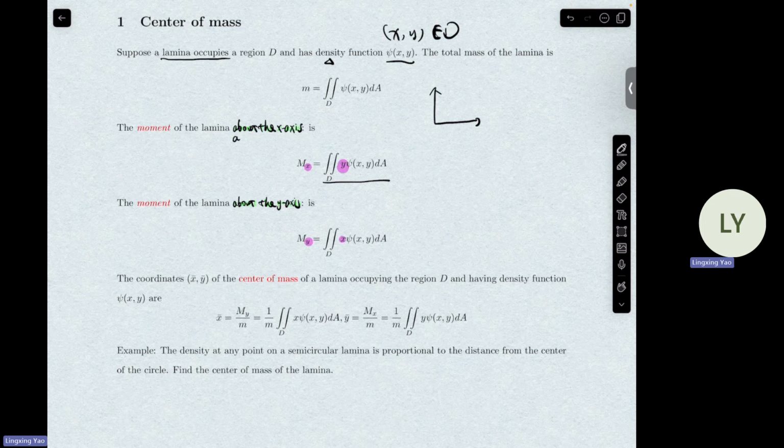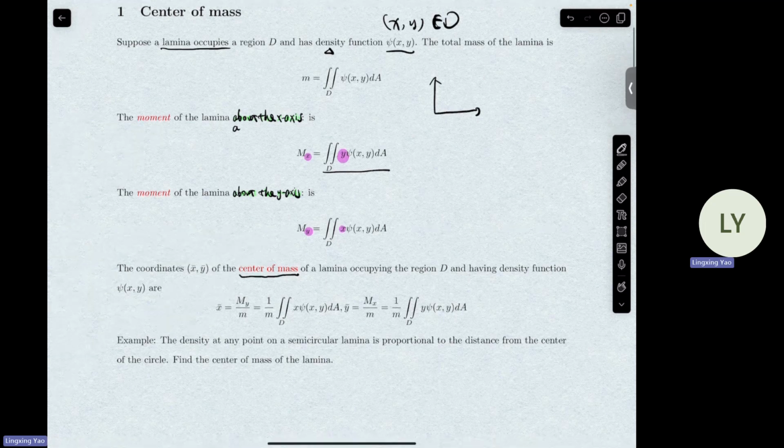The application of those formulas in the concept we're describing is more important. We want to introduce the concept of the center of mass for this lamina by using those two moments. The center of mass x bar and y bar will be given by the moment M sub y over the total mass of the lamina, little m, and similarly for y bar. You have to remember those two formulas.